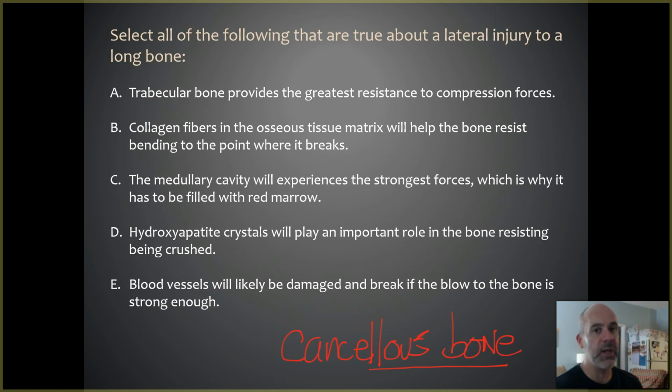That's one of the main reasons why you have compact bone along the sides of your long bone. So if they get hit in a lateral direction, it helps avoid compression. B, collagen fibers in the osseous tissue matrix will help the bone resist bending to the point where it breaks. Yes, hopefully by now you're catching on to this function of collagen, because we've talked about this in Unit 2 and Unit 3. Collagen provides tensile strength, and it helps resist pulling and bending. So that one is definitely going to be true.